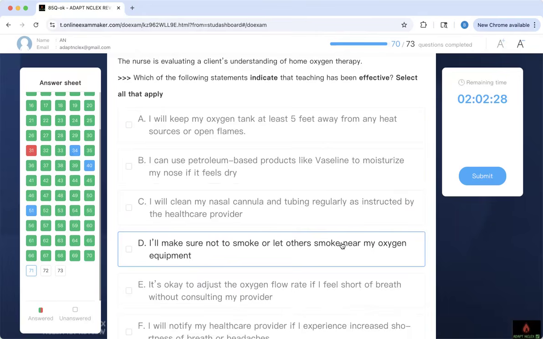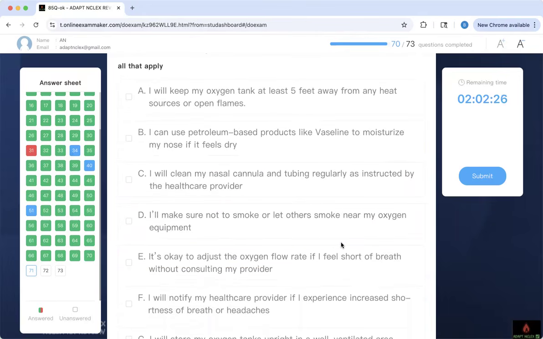Combustion, fire. I will keep my oxygen tank about 5 feet away from any heat source or open flame. I can use petroleum-based products like Vaseline to what? Moisturize my nose if it feels dry. I will clean any nasal cannula tubing regularly as instructed by the healthcare provider. I will make sure not to smoke or let others smoke near the oxygen.